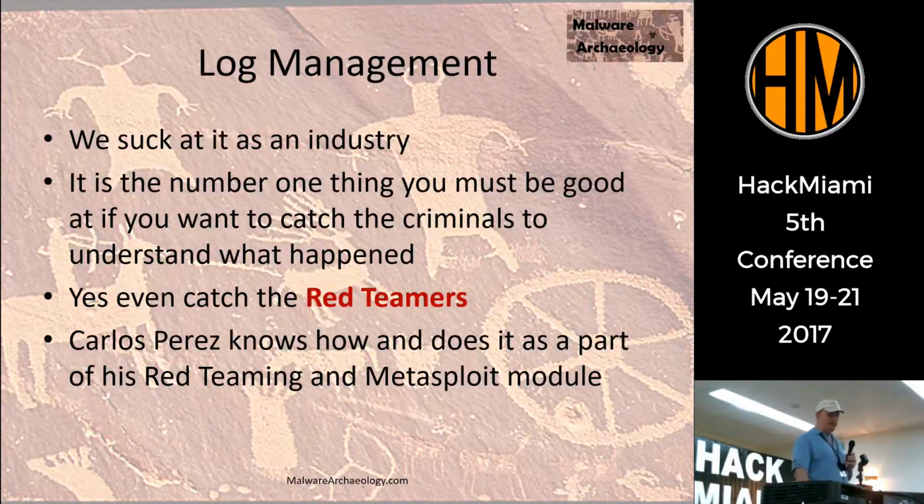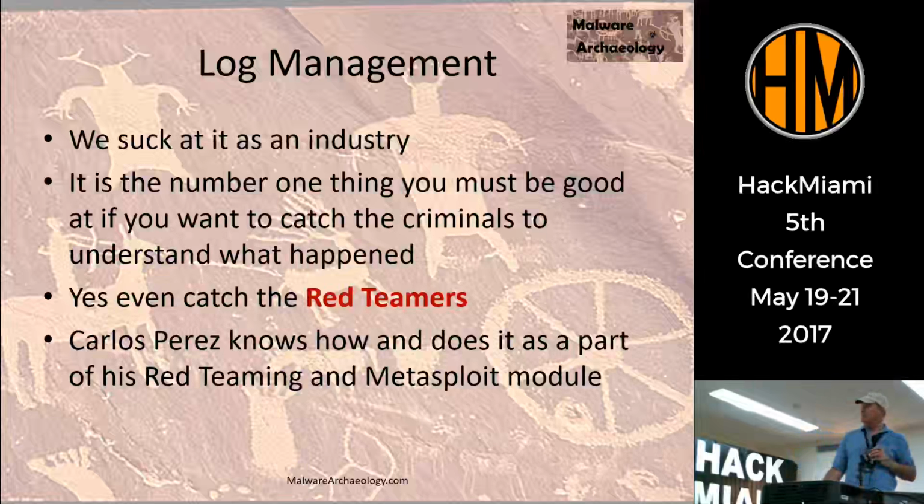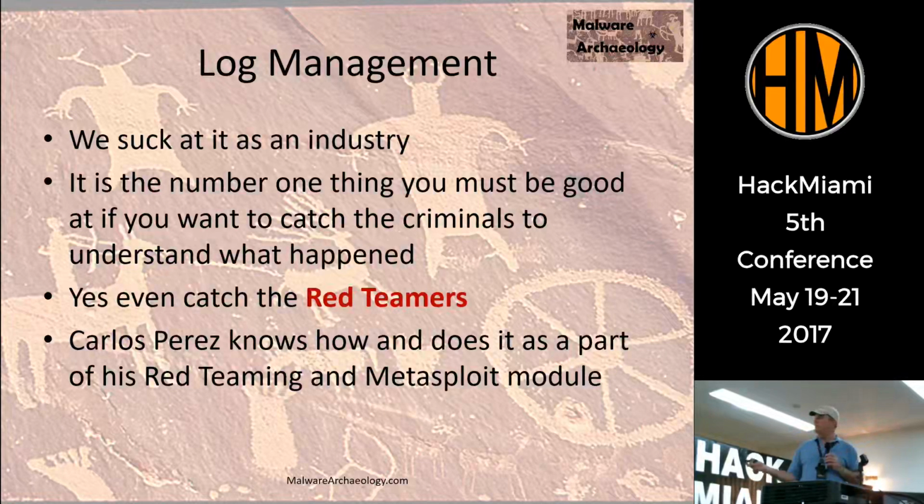Log management, we suck as an industry. Sorry, we do. People don't even turn it on locally. That's something you're going to have to get over. Windows logging cheat sheets. Same logic applies to Linux and Mac as well. Yes?